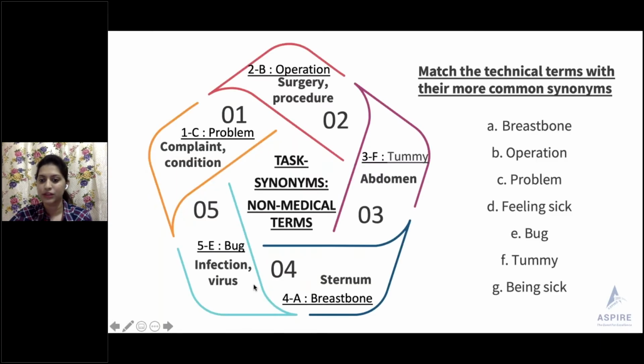Let's go back to the previous one in case you didn't get the answer. All right, we have somebody who has answered it: 1C, 2B, 3F. Laura, you've got all of them right, so that's good.